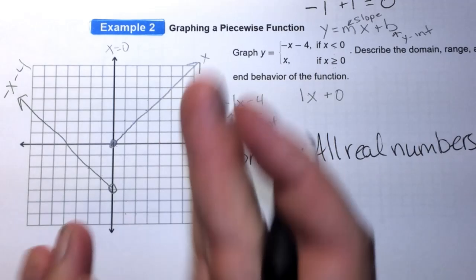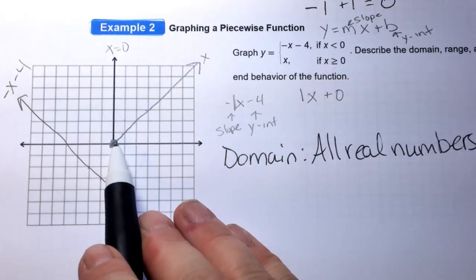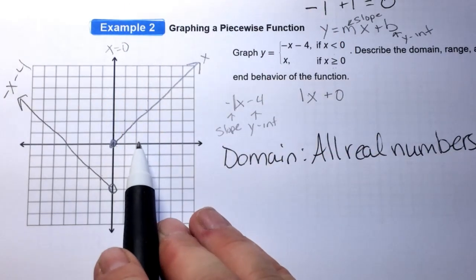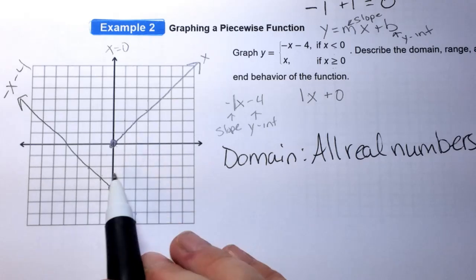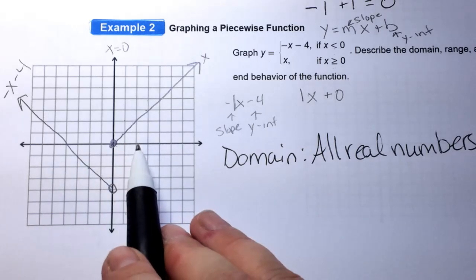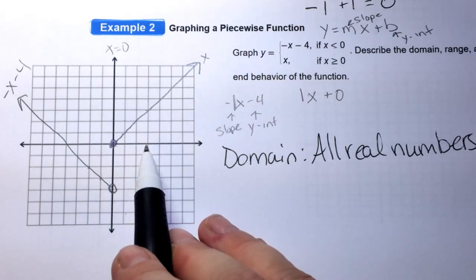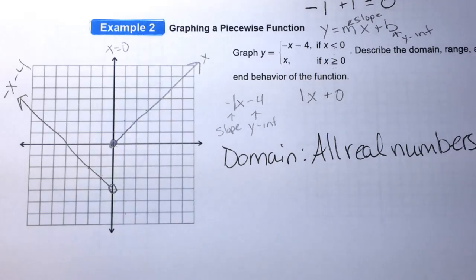Now, if you had a situation where they were separate, like say this one didn't start until 2, then the domain wouldn't be all real numbers. It would be values less than 0 and values greater than 2. So just keep that in mind if you come across that.